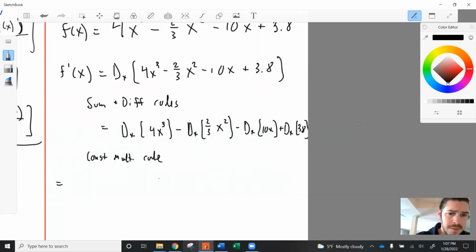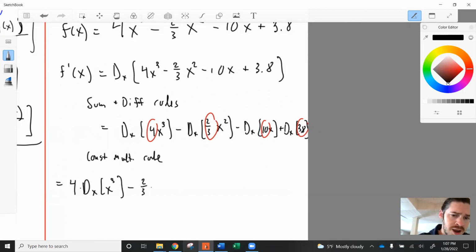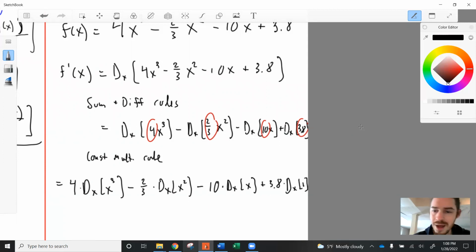I'm going to move over here a little bit. Each of these has a constant multiple. This is a constant multiple. This is a constant multiple. This is a constant multiple. And this is a constant multiple. So I can pull those constant multiples out. 4 times the derivative of x cubed minus 2/3 times the derivative of x squared. And then minus 10 times the derivative of x plus 3.8 times the derivative of, you guessed it, 1.